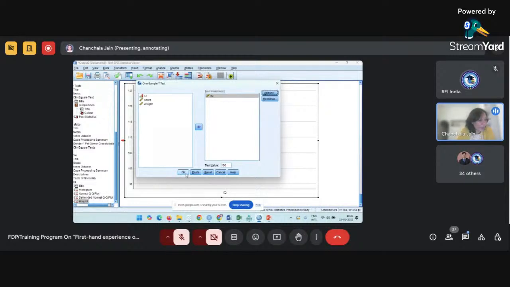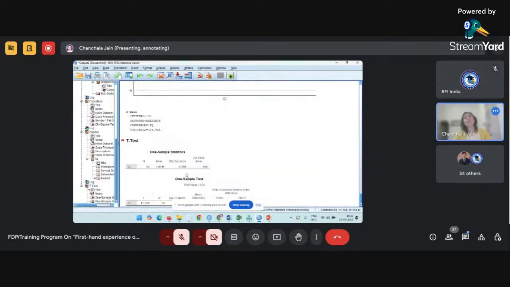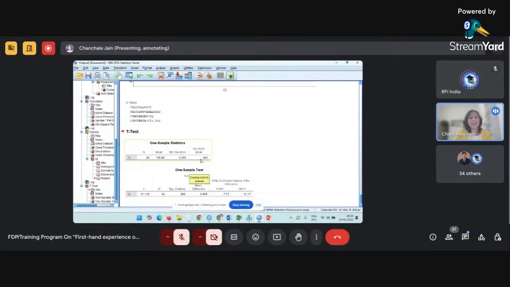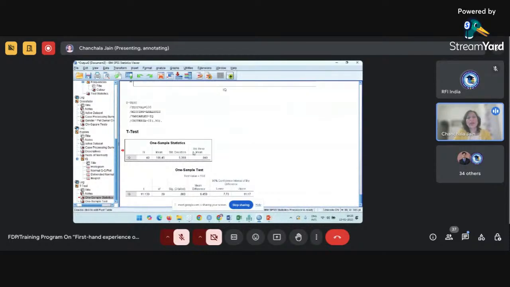So I think I am all set. Once I click on the OK button, I think everyone is getting the output like mine. So I'll start explaining the interpretation part here. The first table is saying your variable was IQ, total observations was 40, mean IQ was 109.25, and the standard deviation in the IQ value is 5.368. Standard error of mean is coming as 0.849.